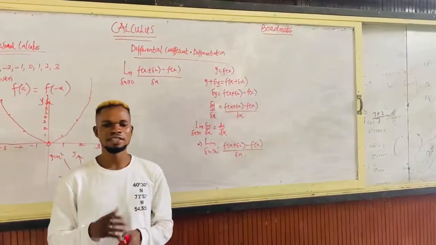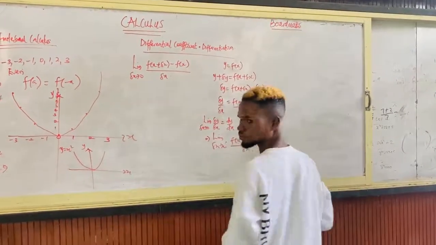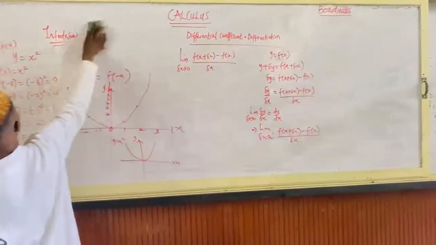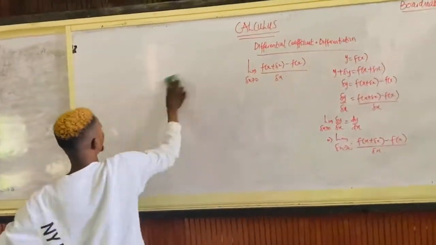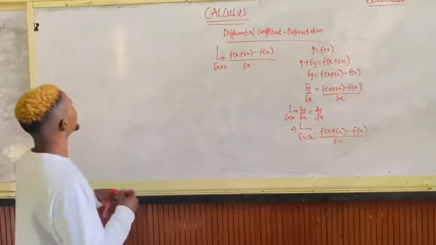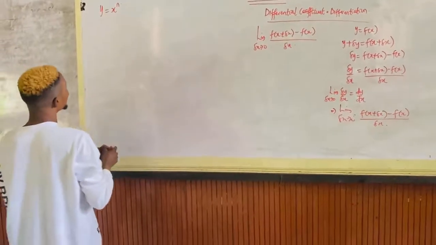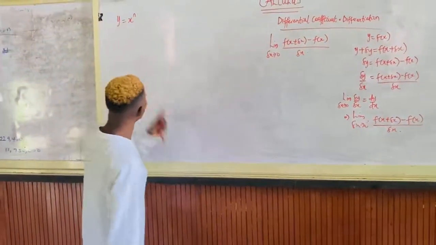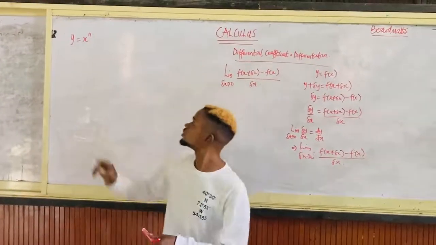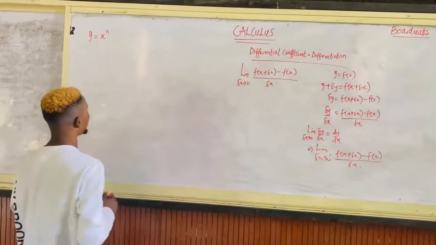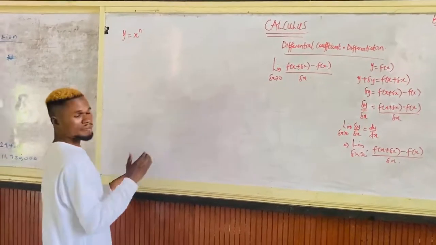Another one is the derivative coefficient of a function. An example: let's consider this. If y is equal to x raised to power n, find the derivative of the function. This method is what we call first principles. Now n is an integer. We know that y is a function of x.